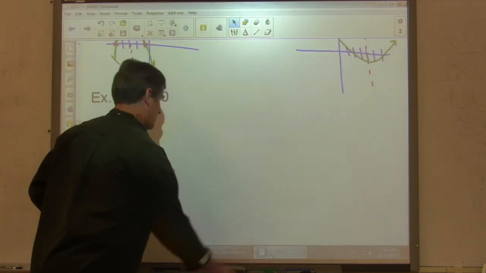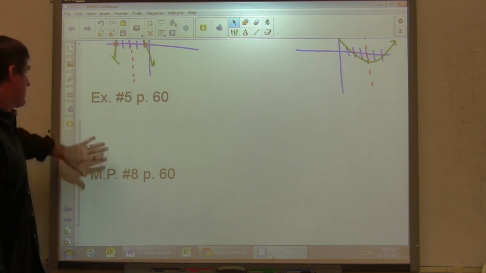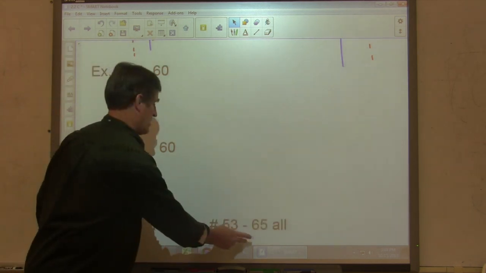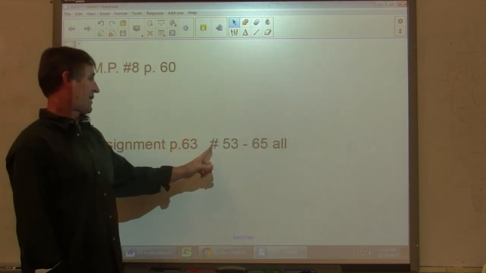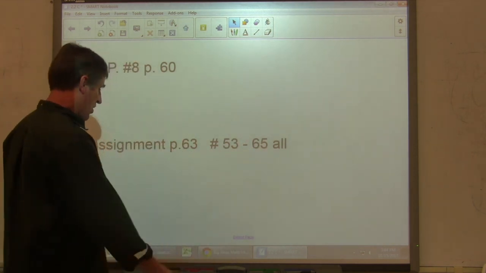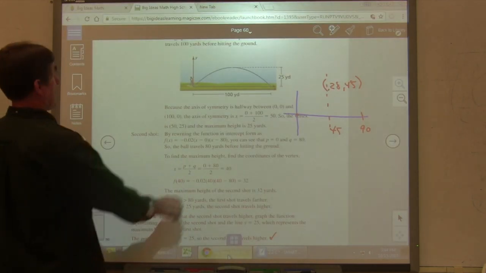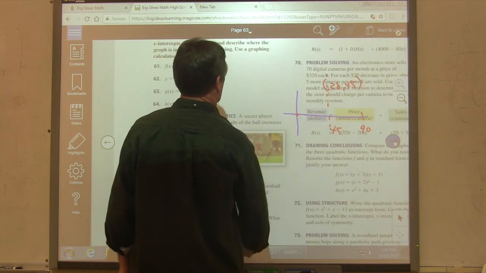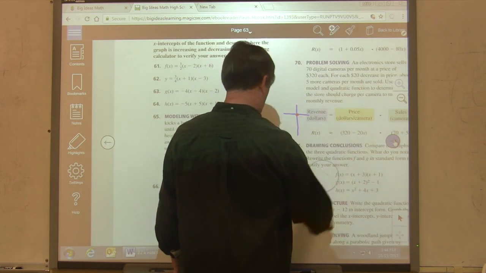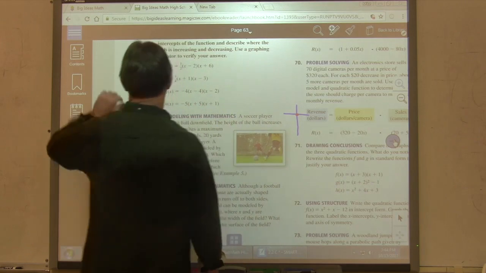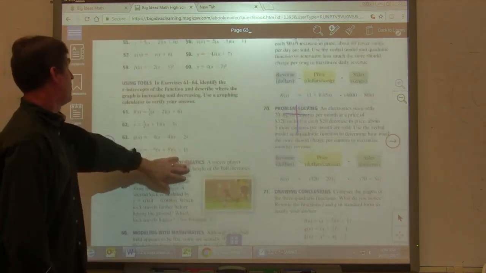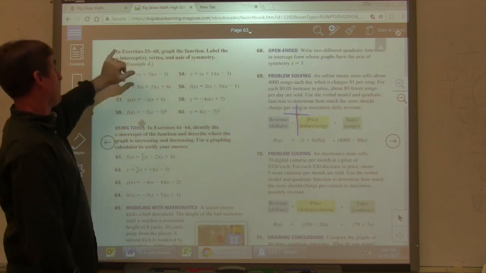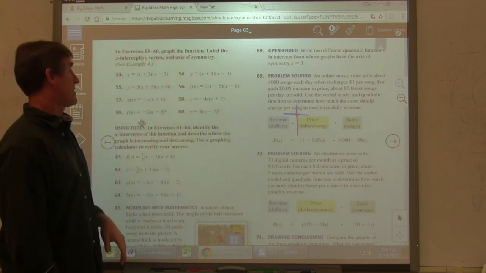So your assignment on this is on page 63, and it's 53 to 65 all. What I want to look at real quickly is that assignment. So we'll go to page 63. And so what you're going to do on this, they want you to graph each function and label the x-intercepts, the vertex, and the axis of symmetry.